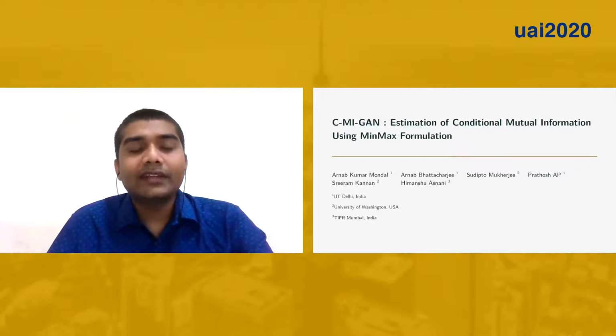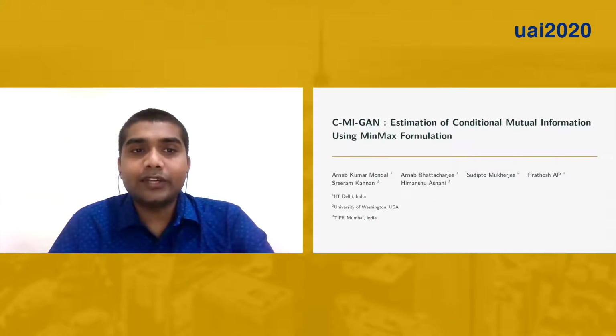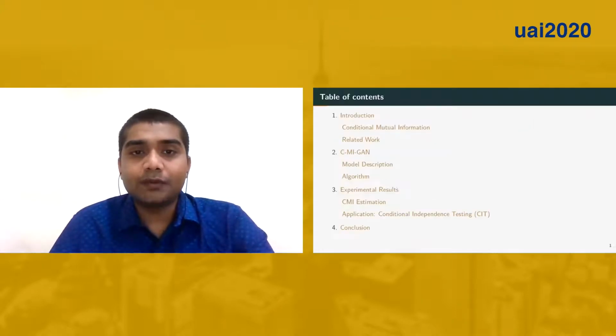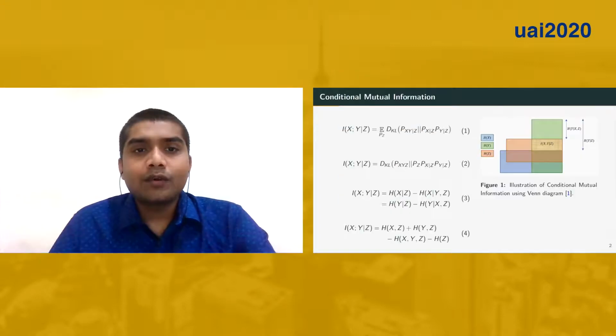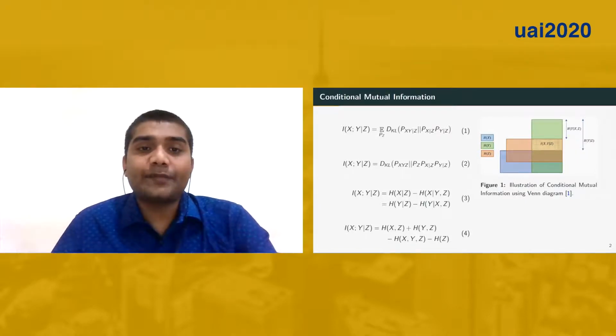Hello everyone. In this talk, I shall discuss our recent work C-MI-GAN, estimation of conditional mutual information using MinMax formulation. Quantifying the dependence between random variables is a quintessential problem in data science. CMI captures the dependence between two random variables x and y given a third random variable z.